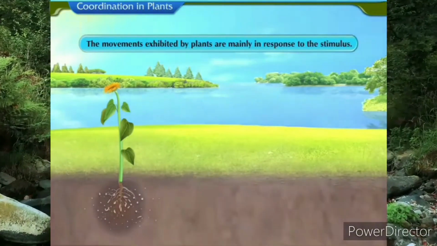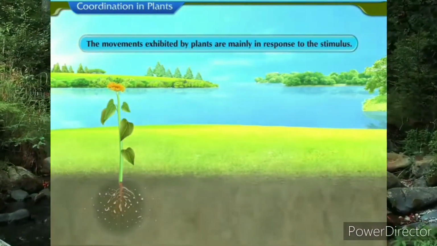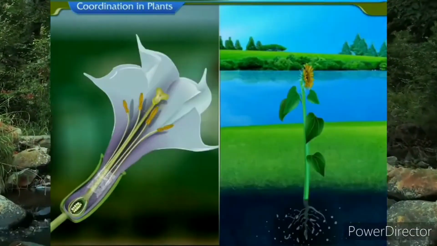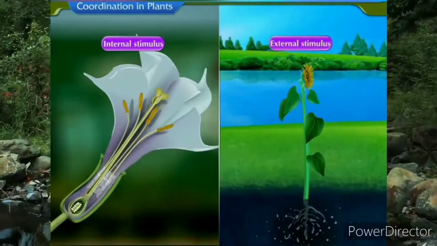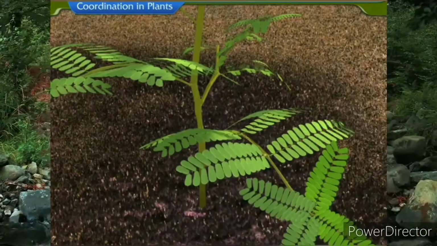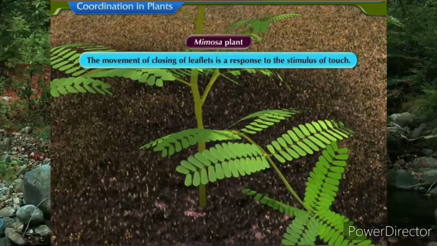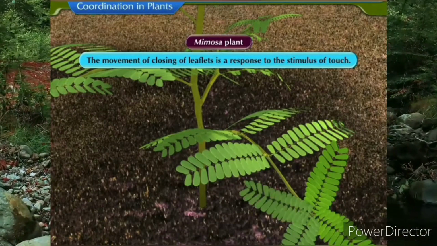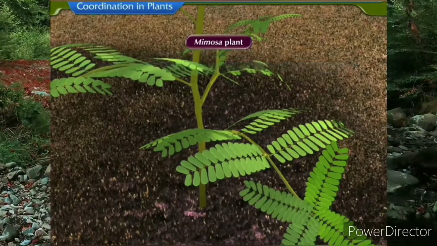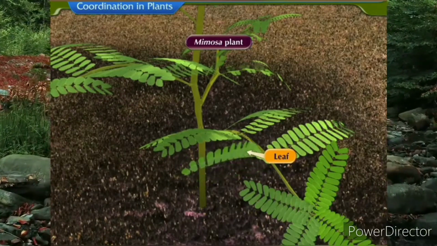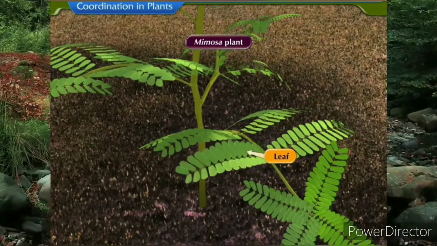The movements exhibited by plants are mainly in response to the stimulus. The stimulus can be internal or external in nature. In a sensitive plant like mimosa, the movement of closing of leaflets is a response to the stimulus of touch. When we touch, the leaflets close. They open after some time.